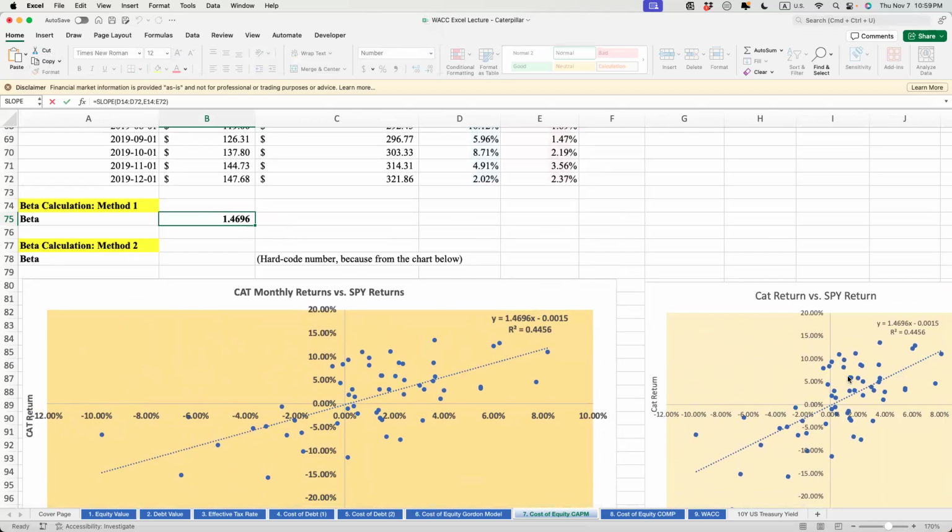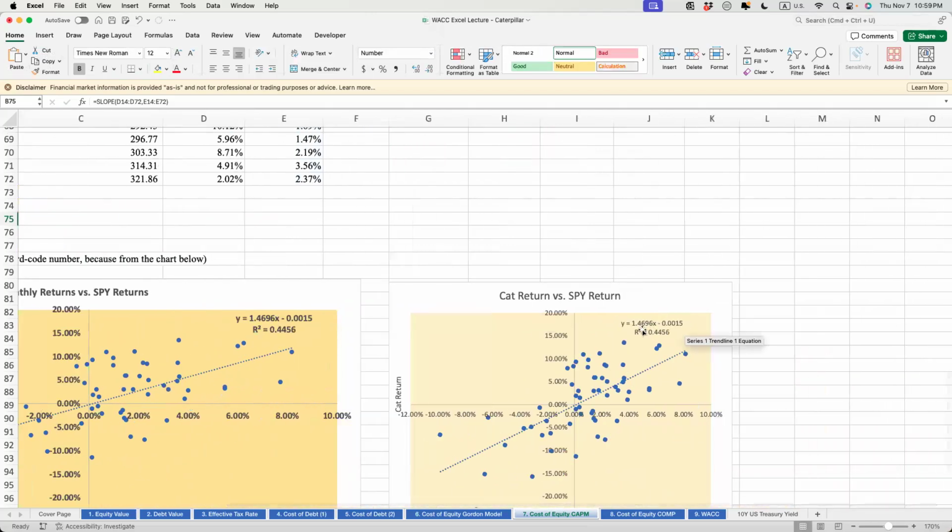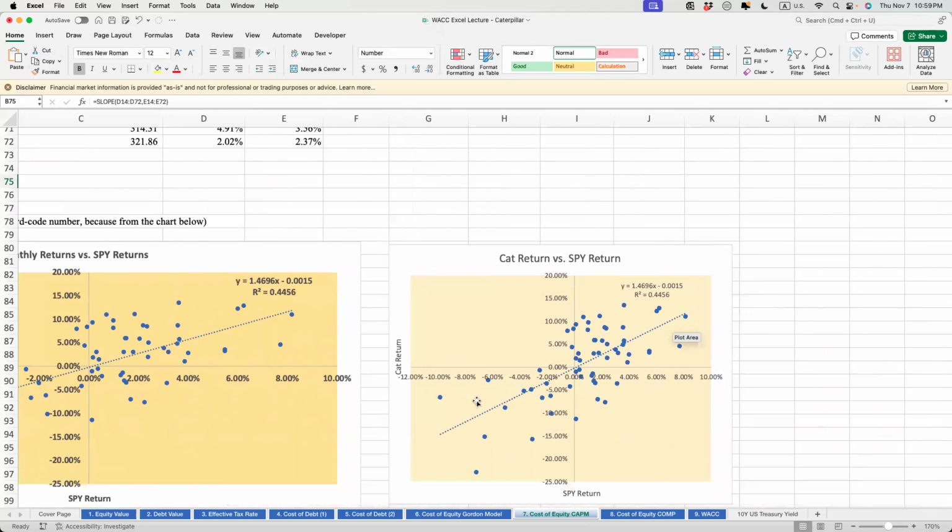It's because this 1.4696 is the slope for this straight line. Meaning that basically this is the relationship between the SP500 return and the Caterpillar return.